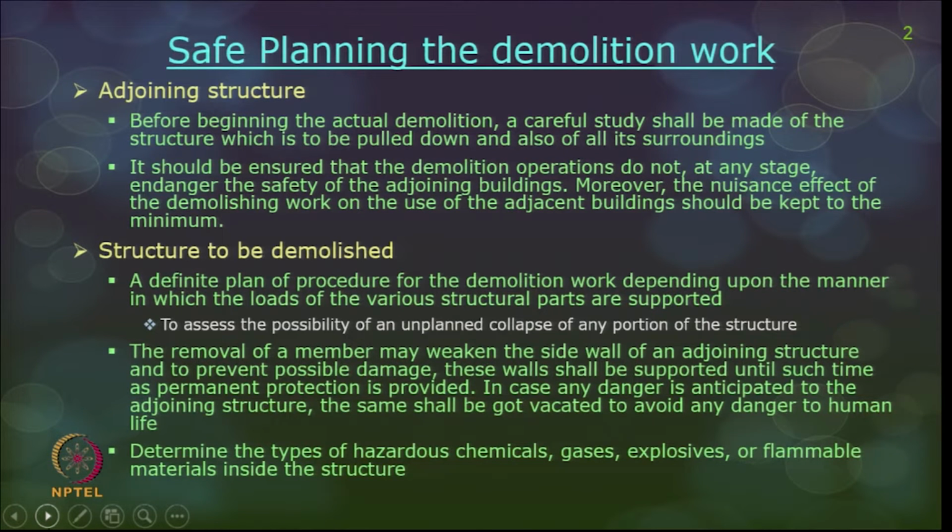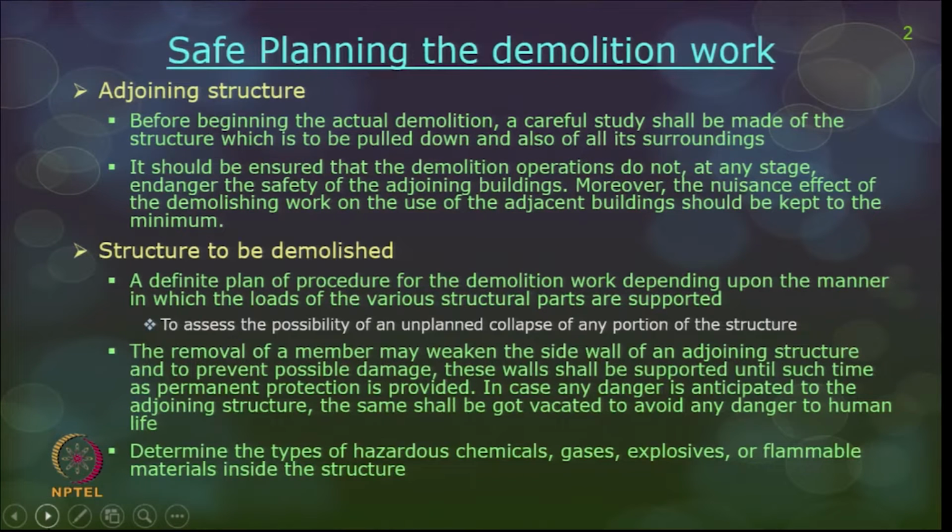To assess the possibility of an unplanned collapse of any portion of the structure when the demolition happens, all of this should be ascertained. Wherever possible, if there is a side wall of any adjoining structure, you should think of a way to remove the member. All these should be thought of, and permanent protection should be provided in case of an unexpected collapse. If any danger is anticipated to the adjoining structure, you have to vacate the structure in order to protect the lives of the people occupying it.